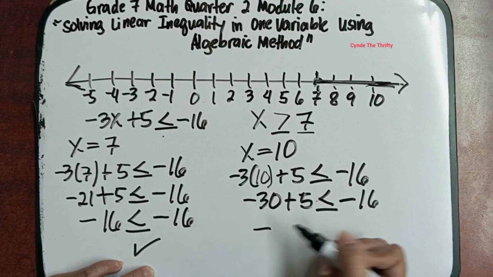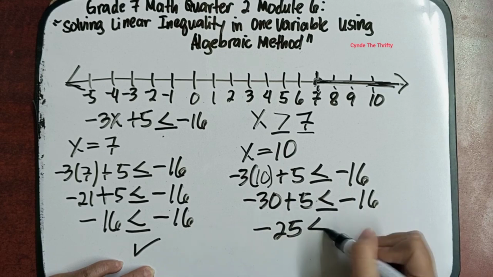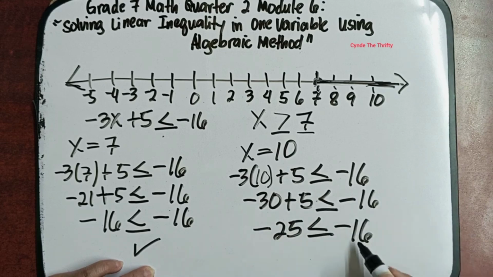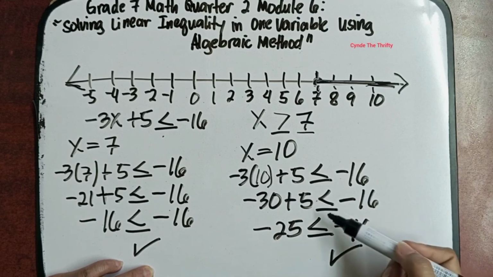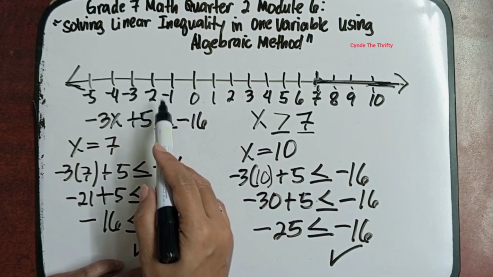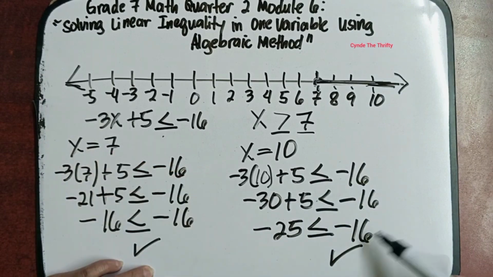So, negative ang sagot natin. 30 minus 5 is equal to 25. Is less than or equal to negative 16. Tama ba ito? Negative 25 is less than or equal to negative 16? Yes, tama. Kasi si negative 25 is mas maliit kaysa kay negative 16. Tandaan mo na kapag negative integers ang pinag-uusapan natin, ang malalaking negative integers is may maliit na value. So that's why si negative 16 is mas malaki compare kay negative 25.